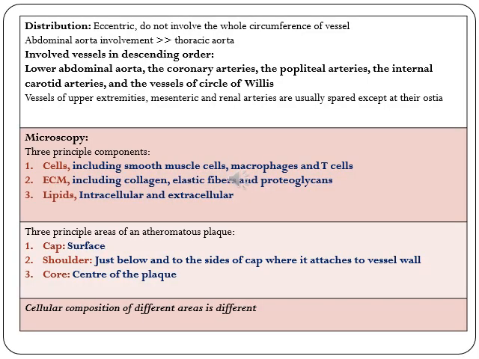Coming on to the distribution of atheromatous lesions, these lesions involve the vessels eccentrically, that is, they do not involve the whole circumference of the vessel. Sites of predilection are the abdominal aorta followed by the thoracic aorta. These two are the most common sites of involvement. Other sites in descending order are the lower abdominal aorta, the coronaries, popliteal arteries, internal carotid artery, and the vessels of the circle of Willis. Vessels of the upper extremities, mesenteric vessels, and renal arteries are usually spared except at their ostia.